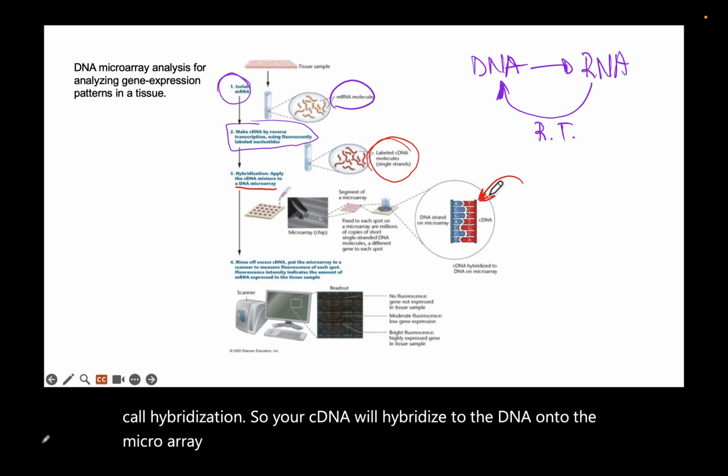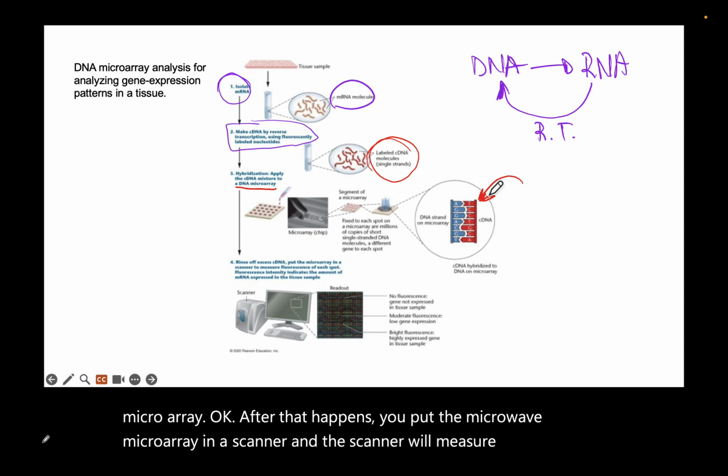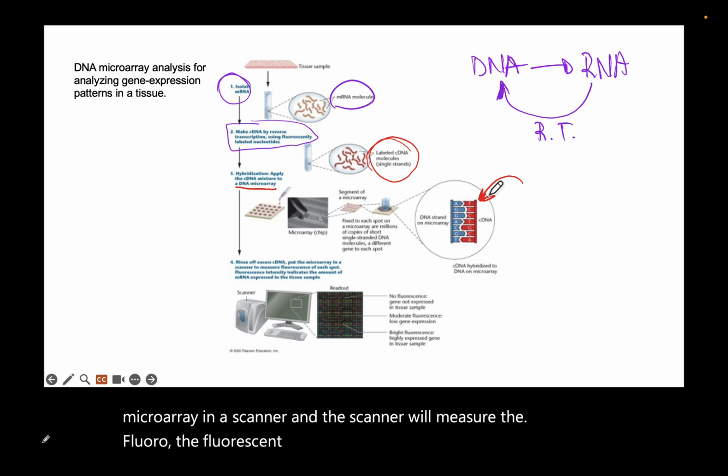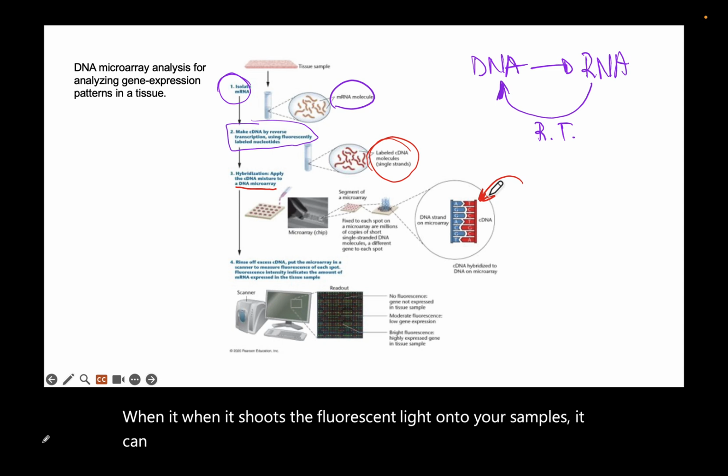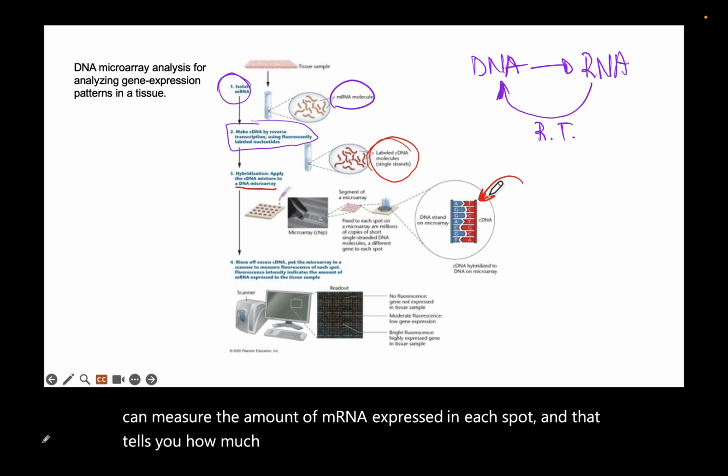Okay, after that happens, you put that microarray in a scanner, and the scanner will measure the fluorescent signal of each spot. When it shoots the fluorescent light onto your samples, it can measure the amount of mRNA expressed in each spot. And that tells you how much of that gene is being expressed in your tissue sample.